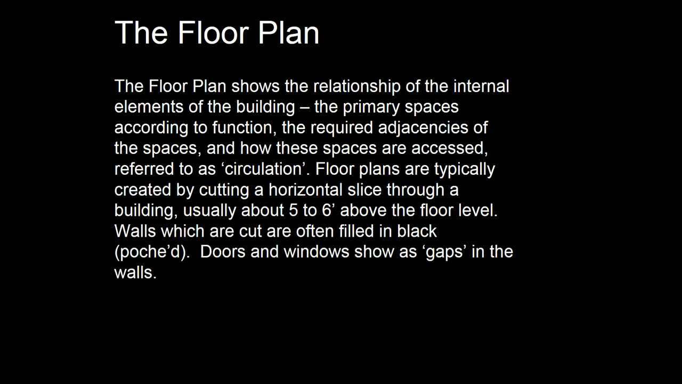So the primary spaces, according to function, the required adjacencies, all of these things are referred to as circulation. So it shows the relationship of the primary rooms to the circulation spaces. There's a number of things that are covered inside of a floor plan. The way that I try to describe a floor plan is that it is a horizontal slice through the building, but I typically tell students that it's at about 4 feet above the finished floor. Slice the building and then look down.